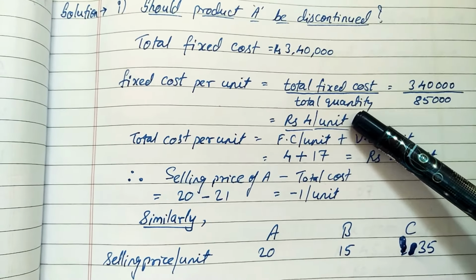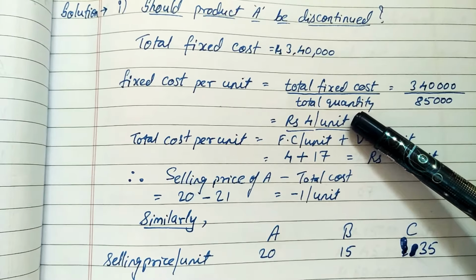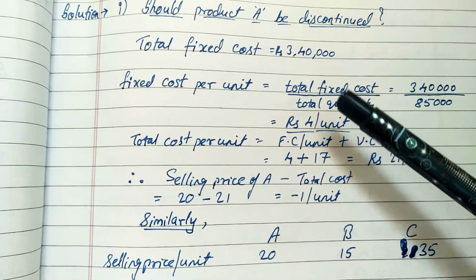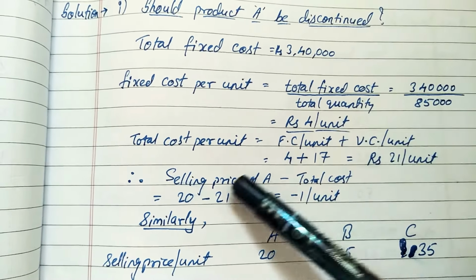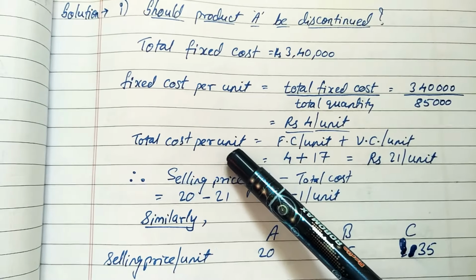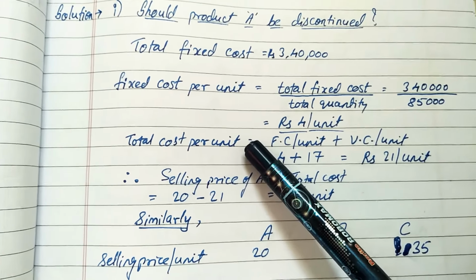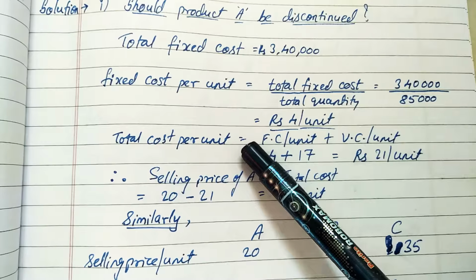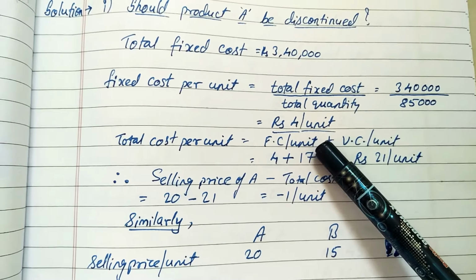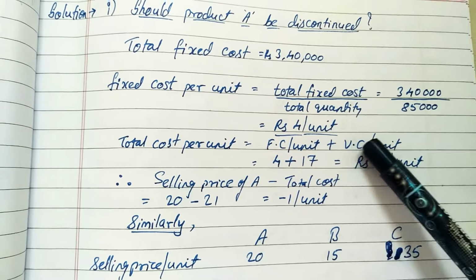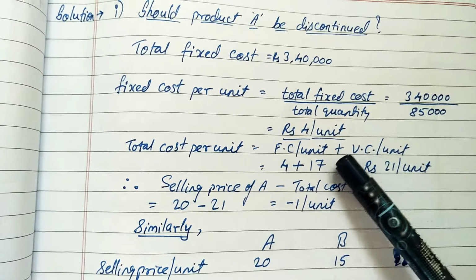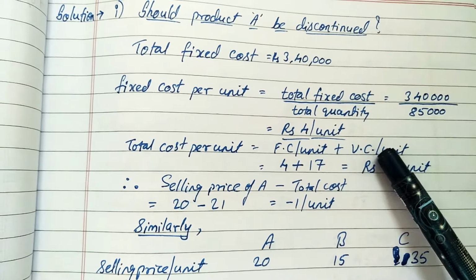We get the value as rupees 4 per unit. That is the fixed cost per unit. Now, the total cost per unit. How much would be the total cost? To ascertain the total cost, we will have to add up fixed cost per unit and variable cost per unit. So fixed cost per unit plus variable cost per unit.